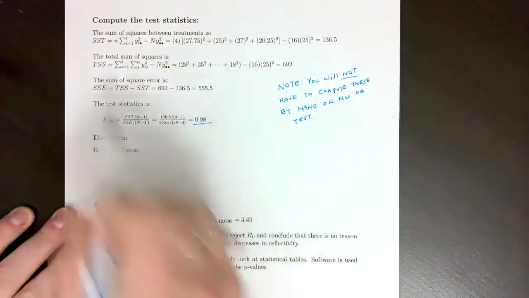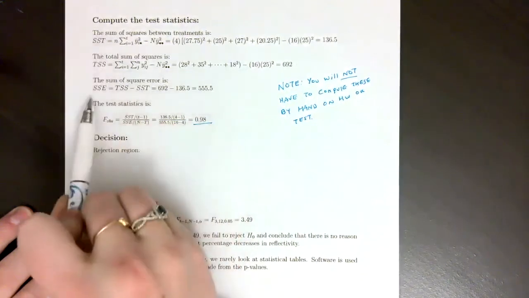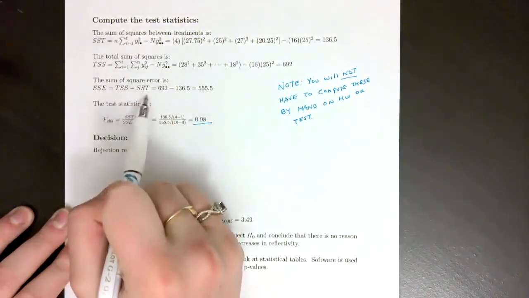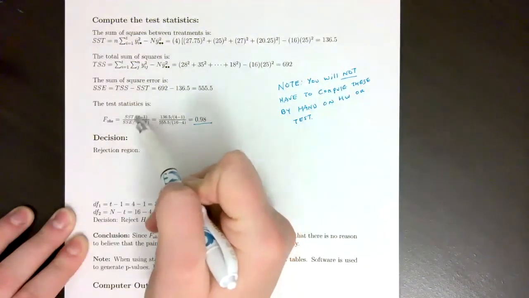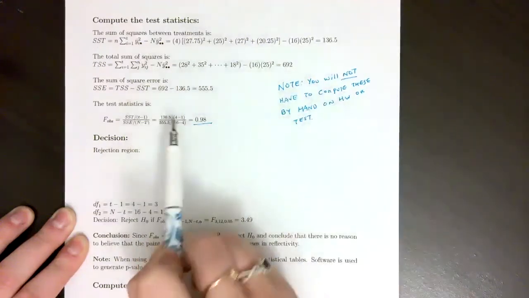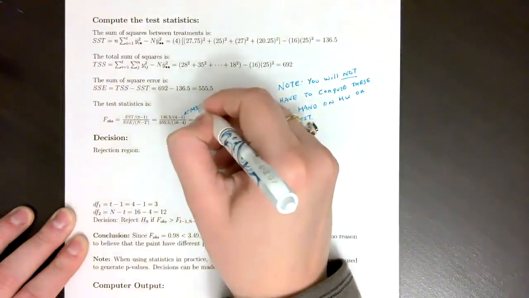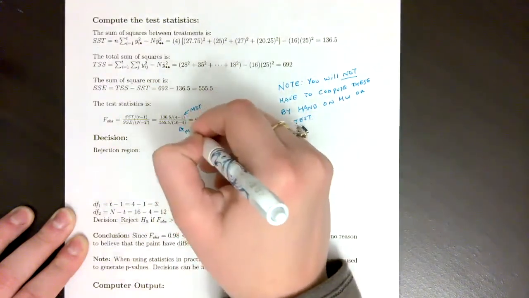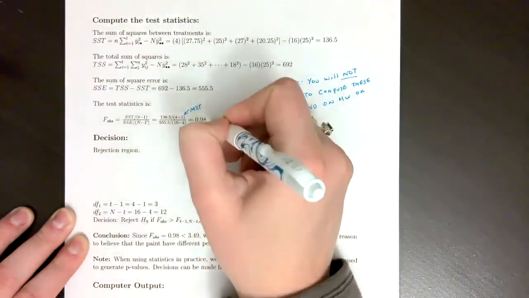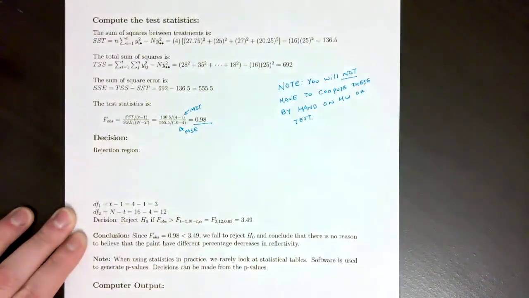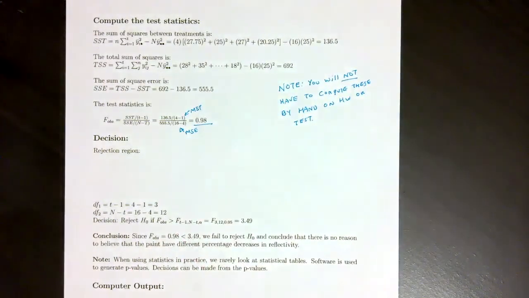How we got that was we computed our SST, we computed our SSE using the additive property. We've got our degrees of freedom. We calculated our MST, our MSE, and got our F observed statistic. Now, one way you can make a decision about this is through the rejection region.